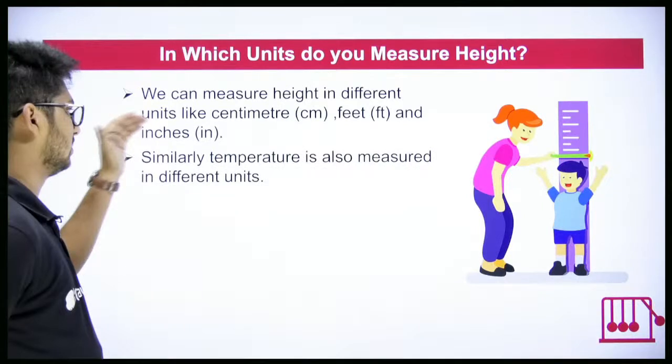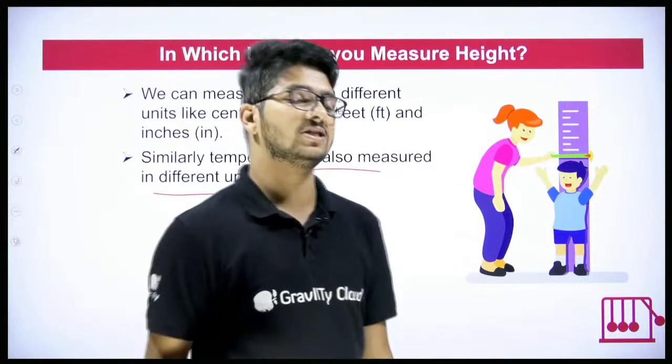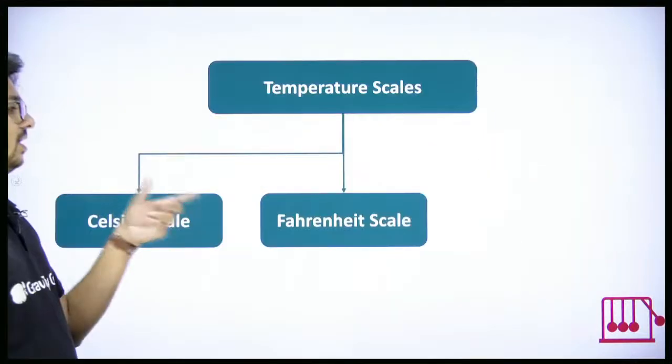Now here, for measuring height, we have different units. For temperature also we'll have different units. And for every unit we define a scale. You'll understand what a scale is. As of now, understand it as different units. So for temperature, what are the units or what are the scales? The basic ones are the Celsius scale, the Fahrenheit scale and the Kelvin scale. You have 3: Celsius, Fahrenheit and Kelvin. We'll go into each and every one and understand them very clearly.